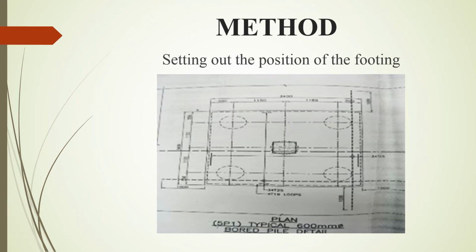Before excavation begins, the position of the footing is marked on the ground. The original corner pegs can then be removed. The footing line is then marked using a line of spray paint.